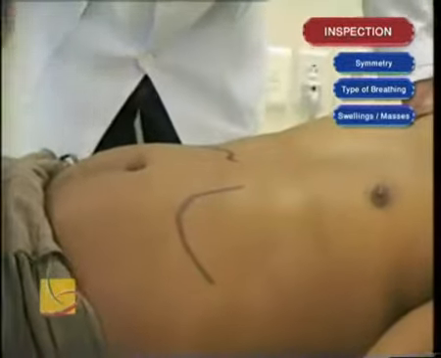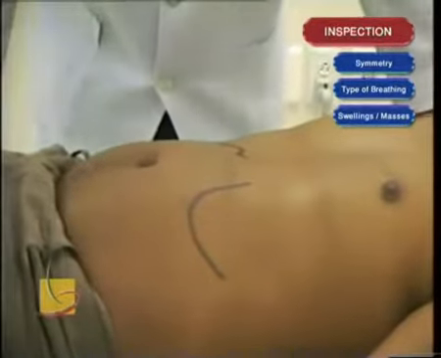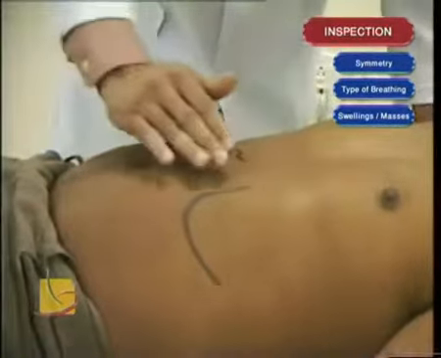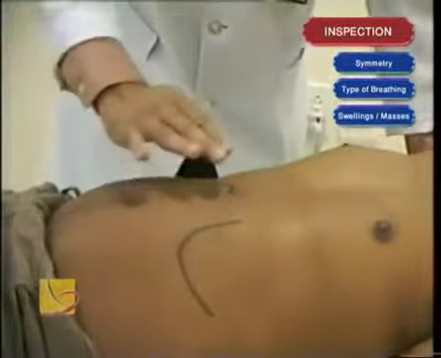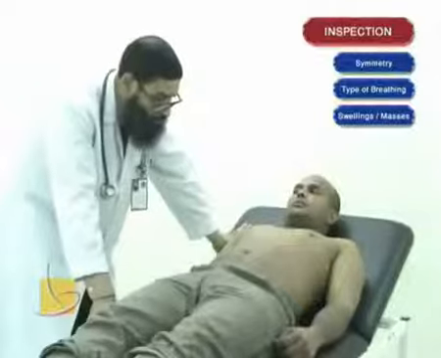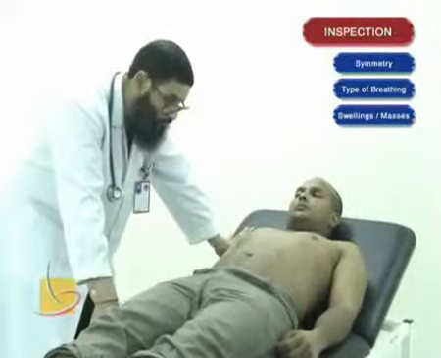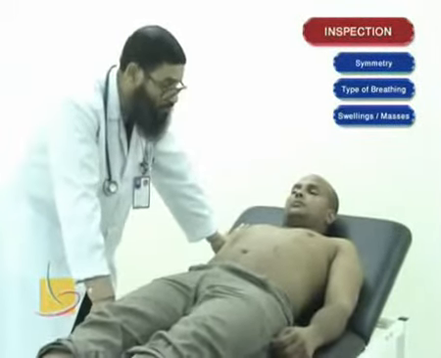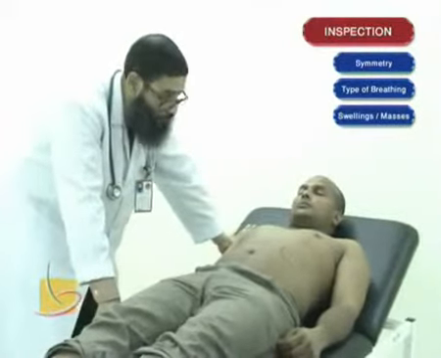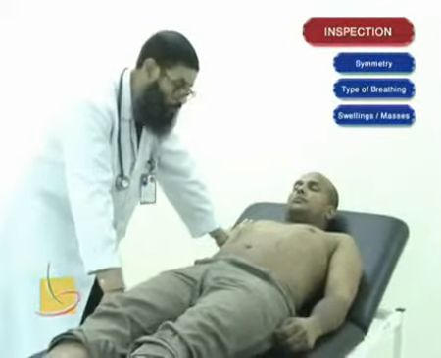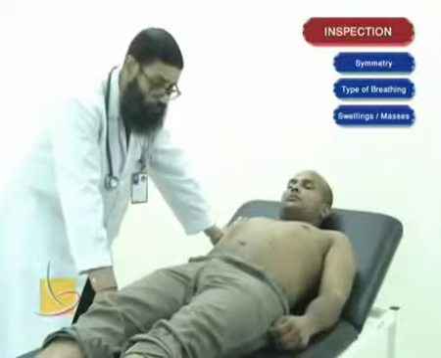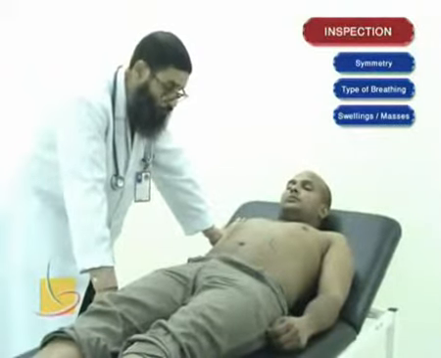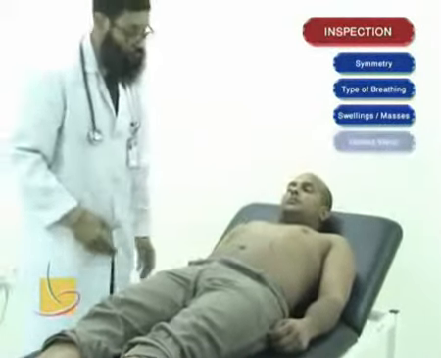And can we see any visible swellings or masses? In a patient like this, we can see that there is some swelling in the left hypochondrium and also another one in the right hypochondrium. So we'll say that there is swelling in both right and left hypochondria. We are going to describe it in details when we come to the patient. And any dilated veins will be of great importance.